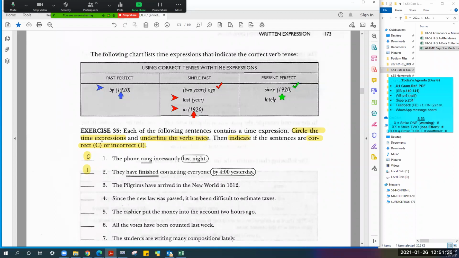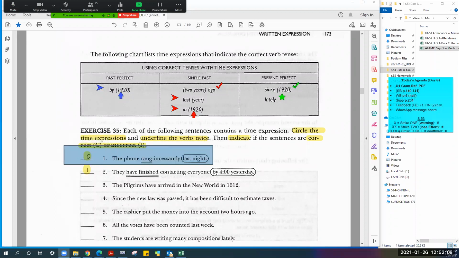How do we do the exercise, Hassan? How do we do it? Just read the yellow parts. Circle the time expression and underline the verb twice. What does that mean? Underline it twice. Put 2 lines. And then indicate correct C or incorrect I. Good job.